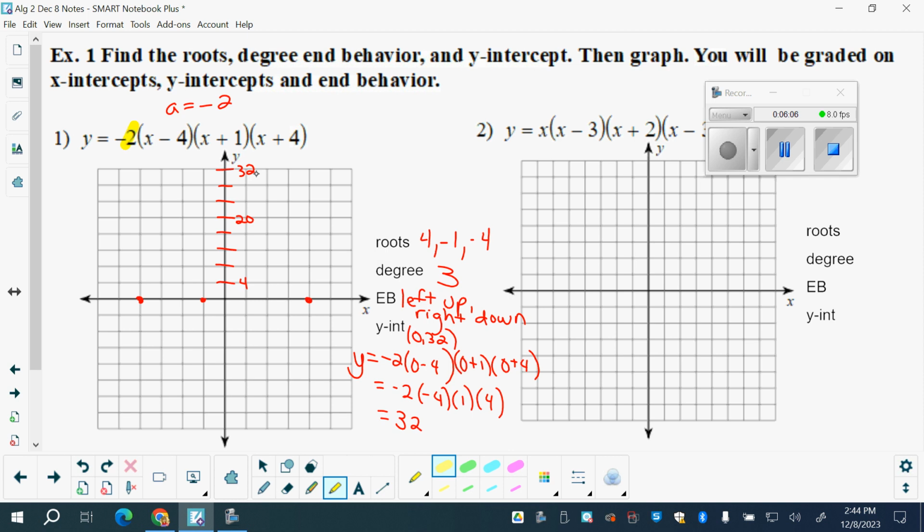So I'm going to start on the far left. Left is up, so I'm going to start up. Come down to this point. And then I'm going to have one curve between this one and the next root. And then my next root, I have one curve also, but I have to go up and through that y-intercept. And then through my last 0, and then down. My end behavior ends down. Questions on that?